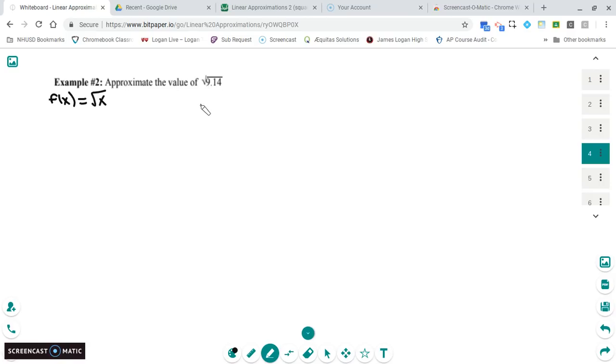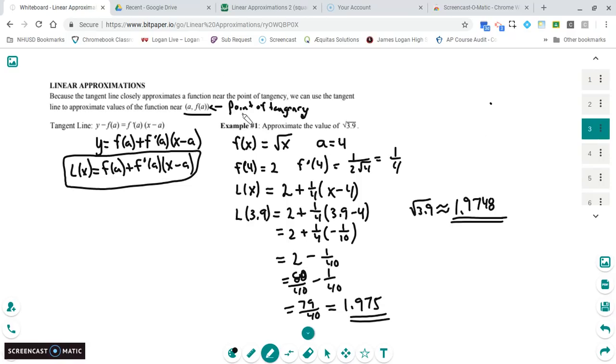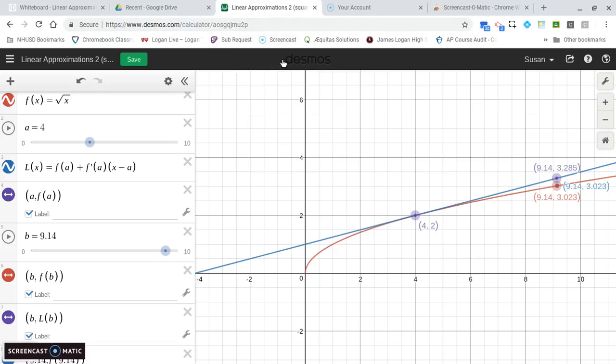But I can no longer use the a that I had used previously. Remember what we chose before. We were approximating the square root of 3.9, so I chose a point of tangency near 3.9 that I could take the square root of. So I chose 4. Square root of 4 is easy, right? Remember that. If you take a look at our graph, here's the point of tangency from the previous example at (4, 2).